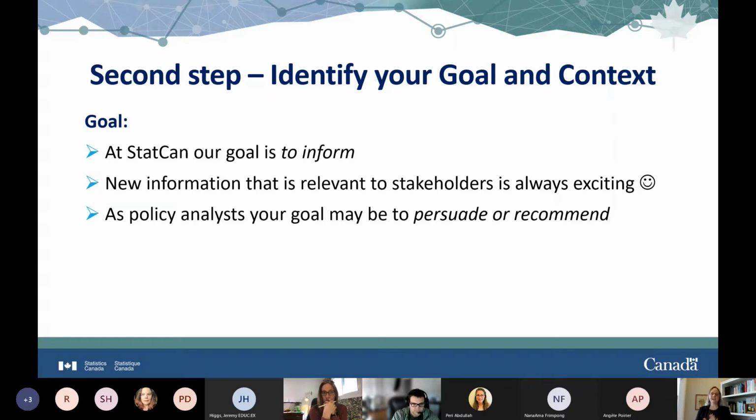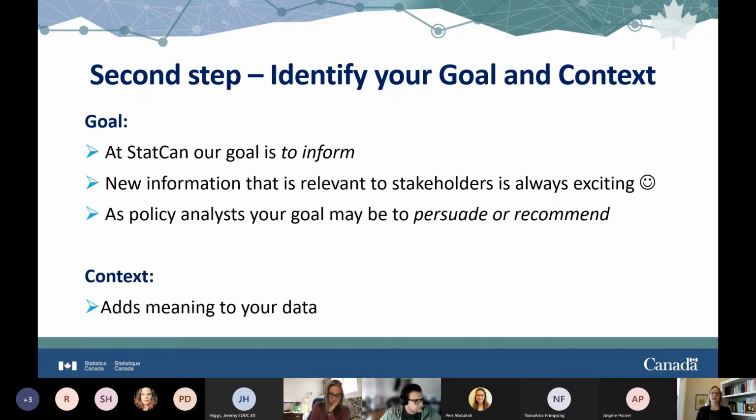All right, the second step is to identify your goal and your context. As I said, at StatsCan, we never make recommendation. Our goal is always to inform, and new information is always exciting. This is, you know, how we keep motivated. But you, as policy analyst, your goal may be to persuade or recommend. So this could be an important part of your data story, and so you're going to have that emphasis in the now what section.